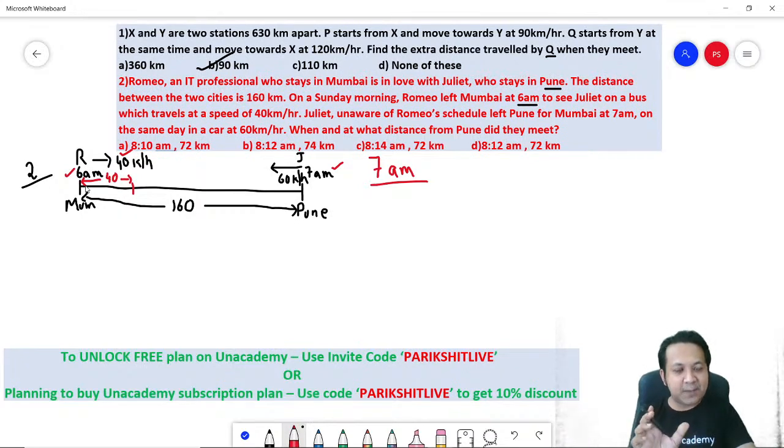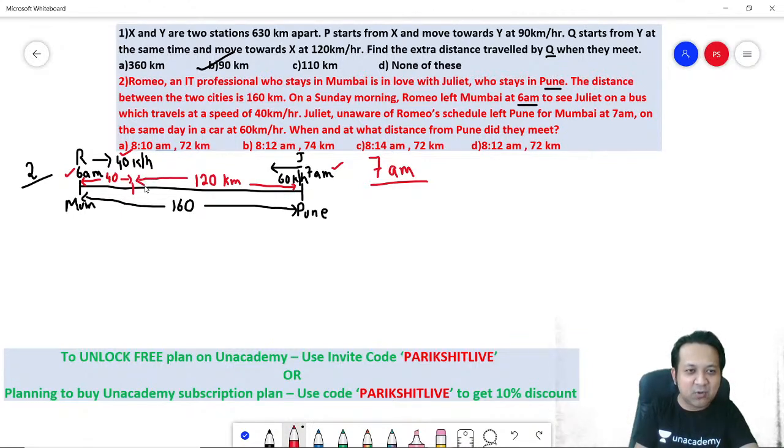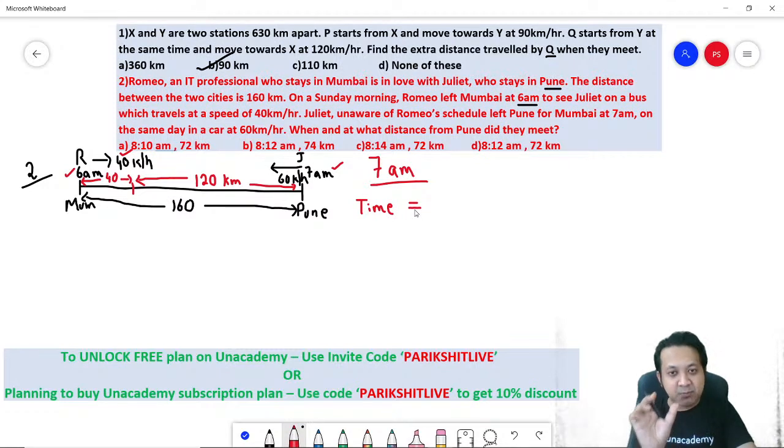So the total distance of separation was 160. Romeo started 1 hour early, and in that 1 hour he must have traveled 40 kilometers. So at 7 a.m., what is the distance of separation between the two? 120 kilometers. Perfect. That's what is required. So time is distance of separation when both the bodies started moving. In our case, it is not 160, it is rather 120, because I need to consider the distance of separation at 7 a.m. So 120 divided by the speed.